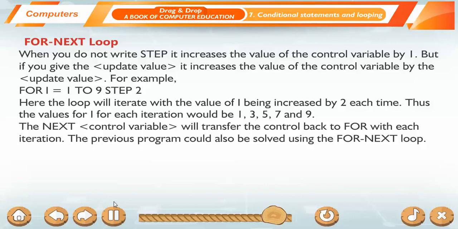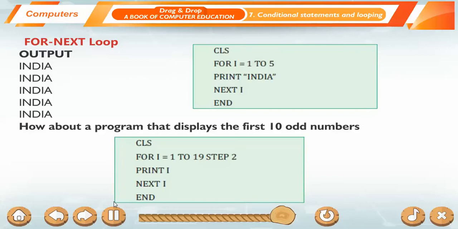For example, for I is equal to 1 to 9 step 2. Here, the loop will iterate with the value of I being increased by 2 each time. Thus, the values for I for each iteration would be 1, 3, 5, 7 and 9. The next control variable will transfer the control back to for with each iteration. The previous program could also be solved using the for next loop.